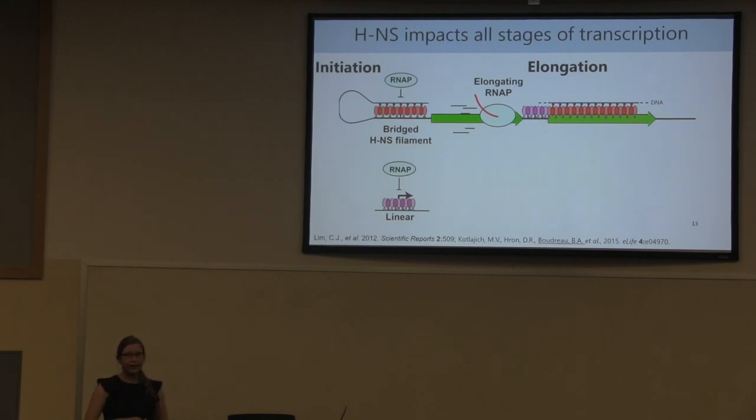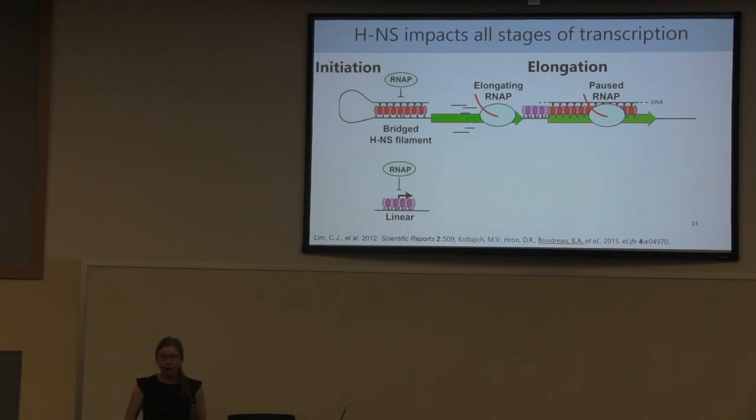And a previous postdoc in the lab, Matt Kalajian, investigated the interaction between RNA polymerase and these two conformations of HNS filaments, and he found that only this bridged filament can stimulate pausing of RNA polymerase. And this pausing is a normal part of elongation where RNA polymerase will dwell at certain sequences throughout the DNA, and this pausing can be enhanced by a variety of factors, including the bridged HNS filament. And so this stimulation of pausing causes RNA polymerase to dwell at that sequence for even longer and delays RNA polymerase from getting to the very end of the DNA.